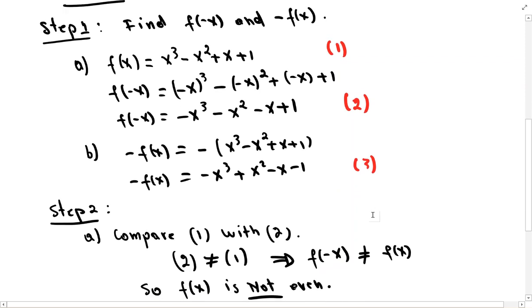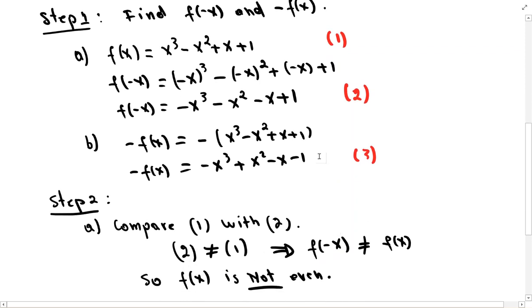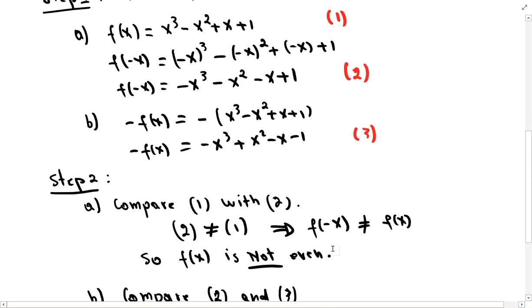Now we go to step 2. First, we're going to compare equation 1 with equation 2 to see if the function is an even function. Notice that f of x is x cubed minus x squared plus x plus 1. And then f of negative x is negative x cubed minus x squared minus x plus 1. So equation 1 and equation 2 are not the same, which basically means this function is not even.